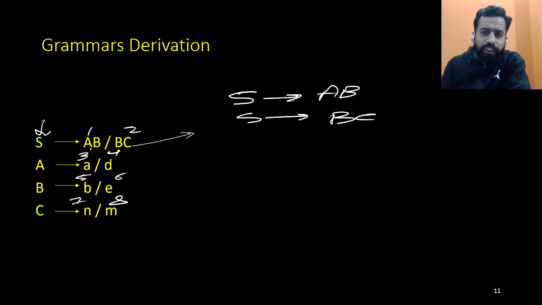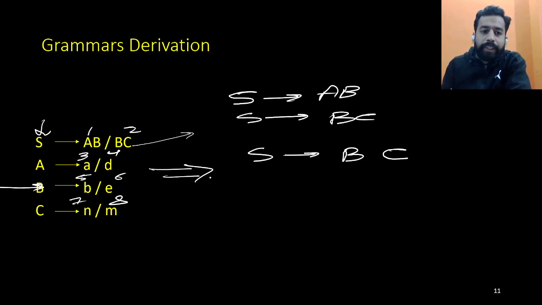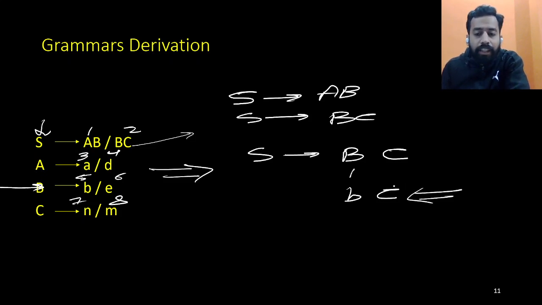So can you derive any string from this grammar? Yes. How can we derive? Capital S is giving, let us say this time we use BC. Capital S is giving BC. And can we replace B by terminals? Yes. We will go to the production of B. B is giving b or e. So let me write a small b. C as it is. Students, this is an intermediate string.